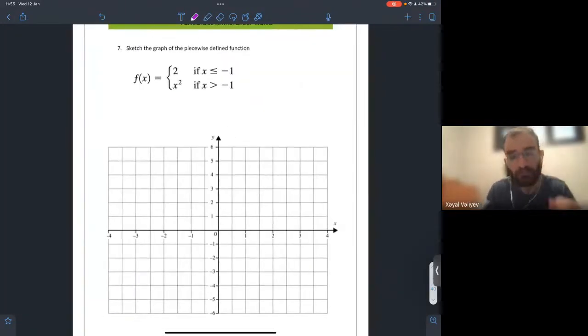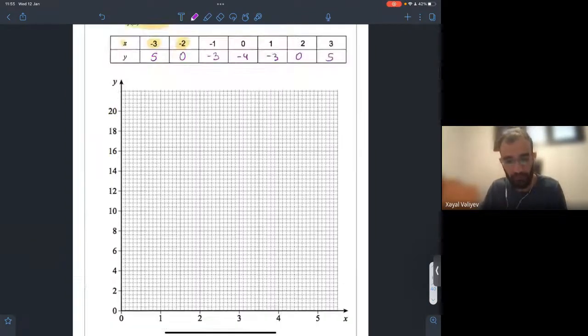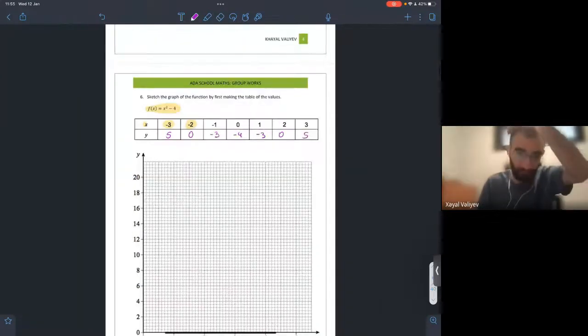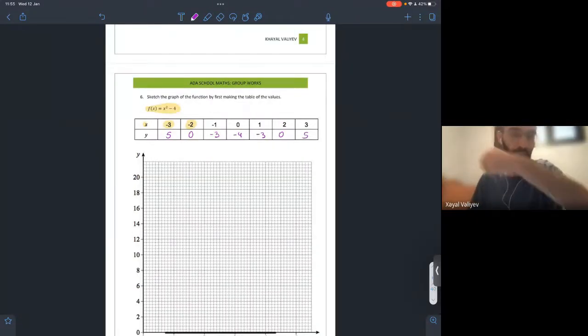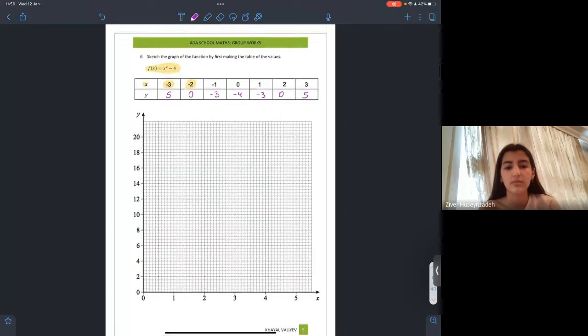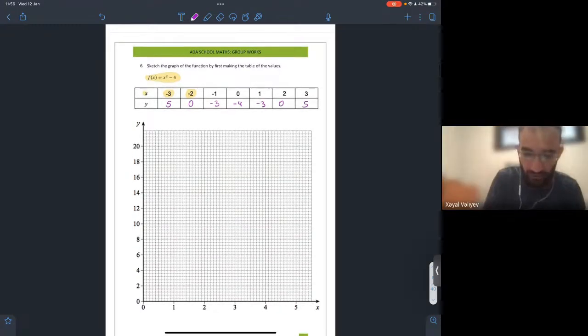If you're trying to sketch a piecewise defined function, by the way, do you have any question regarding that? I forgot to ask about question 6. No question. Amazing. How are we supposed to draw it on the graph, like after we find the numbers? Yes, because it's a sketch of the graph.